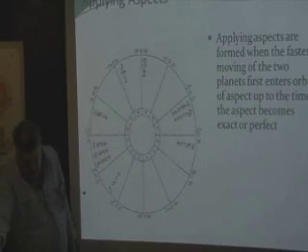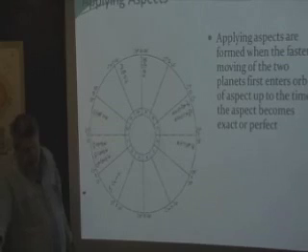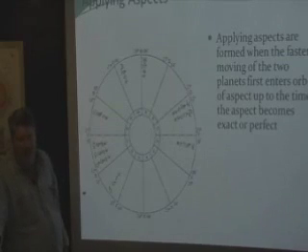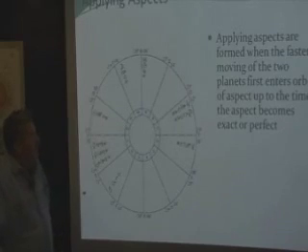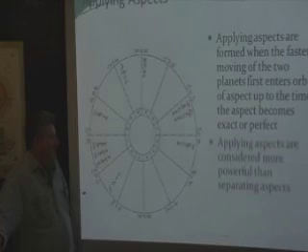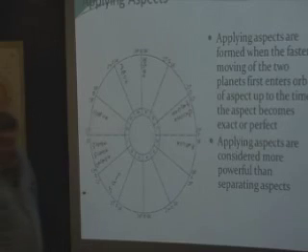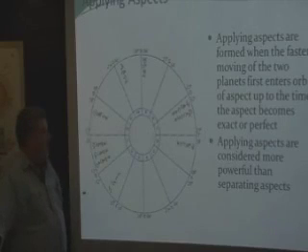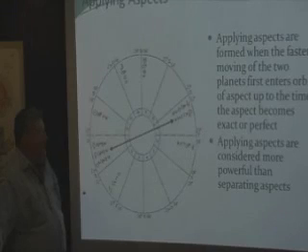Now, aspects that are applying to be perfect are considered to be more powerful. So that is also in the mathematical formula that's used in determining Astrodynes. That is one of the items that is factored in. Let me show you an applying aspect.